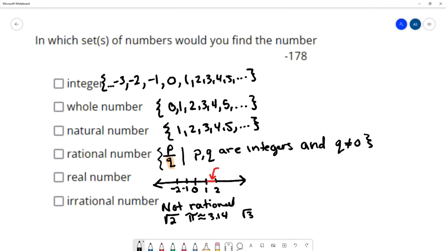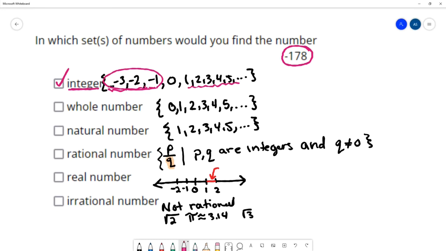So we've described each one of those sets. So let's go one by one and decide whether -178 belongs in each of these sets. So we'll start with the integers. Remember that the integers included our counting numbers and the opposites of our counting numbers. So -178 would be in those opposite of the counting numbers. So it is an integer.